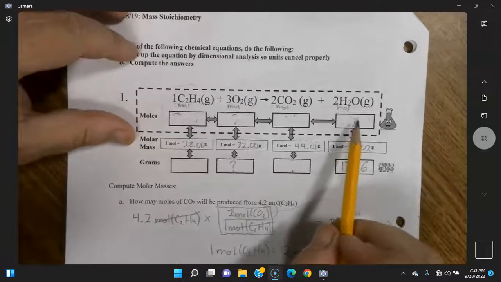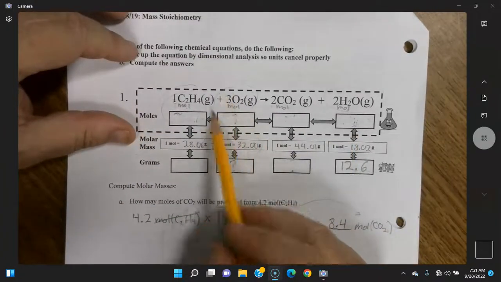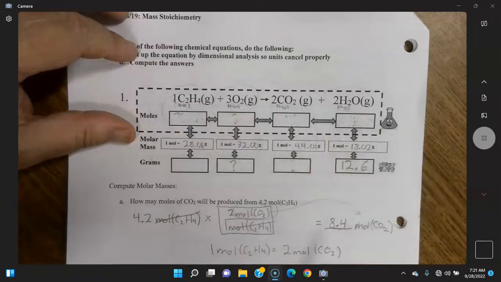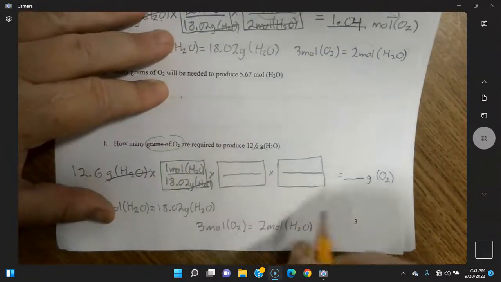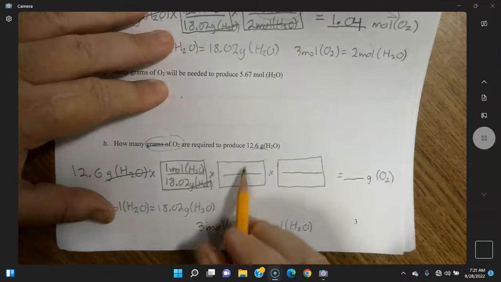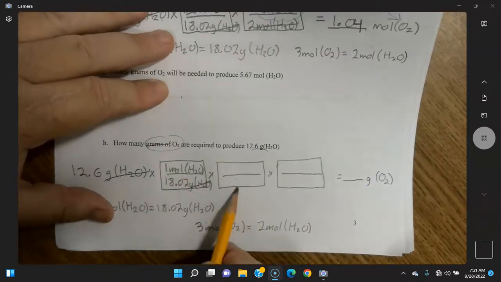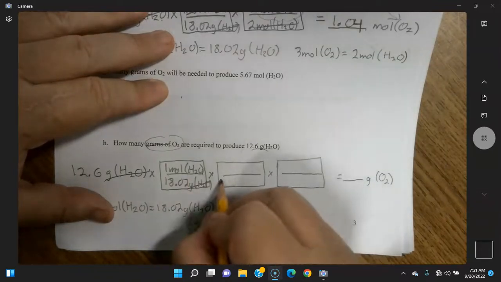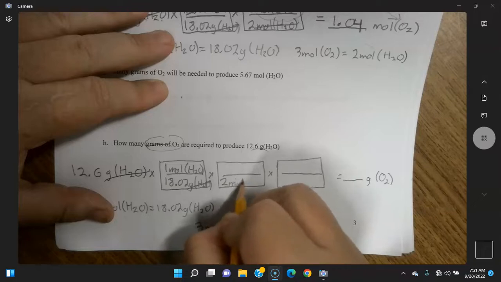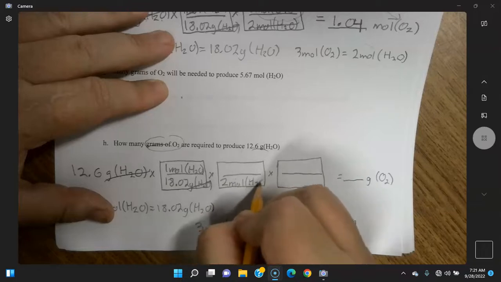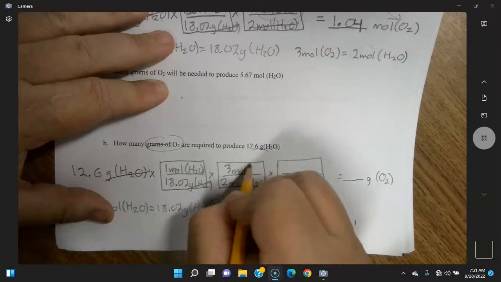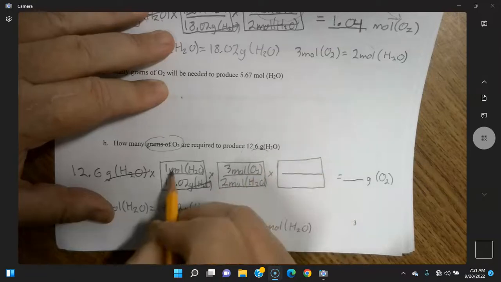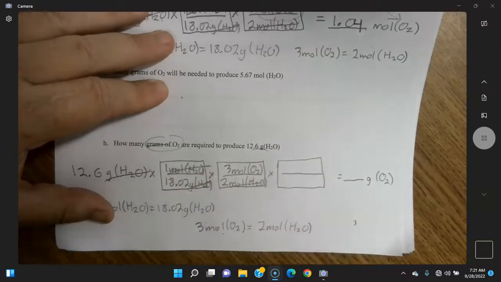Okay, so now we're sitting in this box right here, and we need to get from here over to here. So the relationship is in the equation. 3 moles O2 equals 2 moles H2O. Okay, which one on top, which one on bottom? You have moles of H2O up here. It needs to cancel out. So it's the moles of H2O goes on the bottom. And the other one, 3 moles of O2 on the top. Moles of H2O cancels there and there.